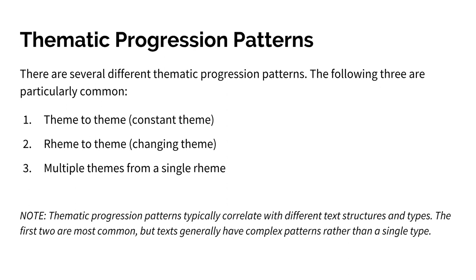The next type is rheme to theme. And what that means is that the rheme from the previous sentence becomes the theme in the next sentence, and that structure is typical for explanations. Then we have a combination or more complex patterns which involve multiple themes from a single rheme.